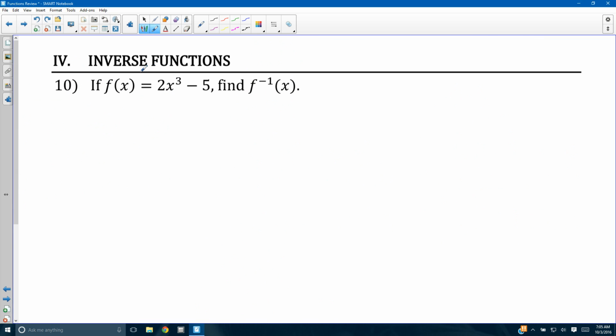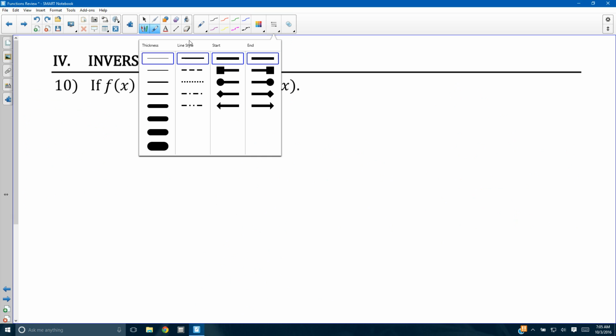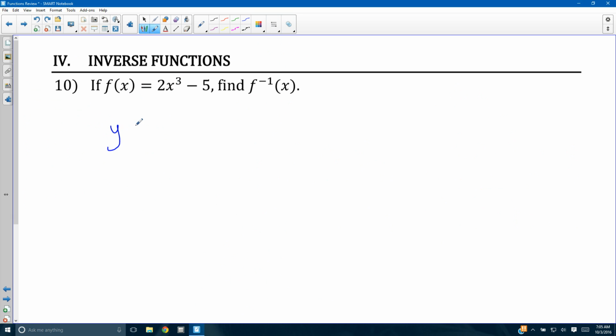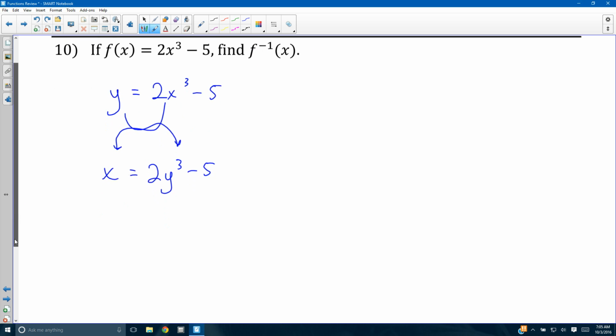Okay, inverse functions. If f of x equals 2x cubed minus 5, let's find the inverse function of x here. So first things first, let's put y in place of f of x to make it easier to work with. I'm going to swap y with x on this next step, because this equation represents the inverse immediately. But we have to make sure that y equals whatever here so we can substitute this in its place. So let's keep working with this problem.